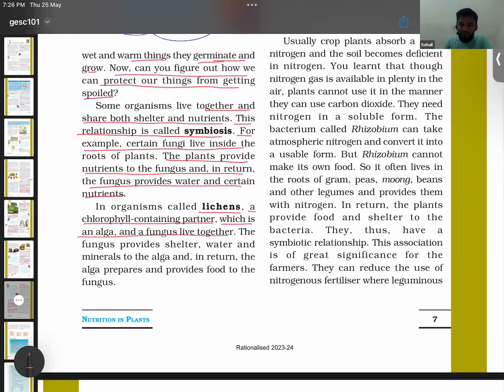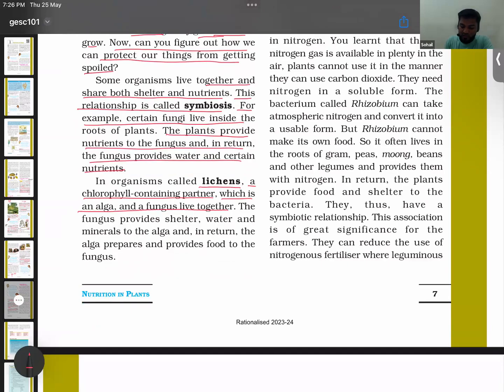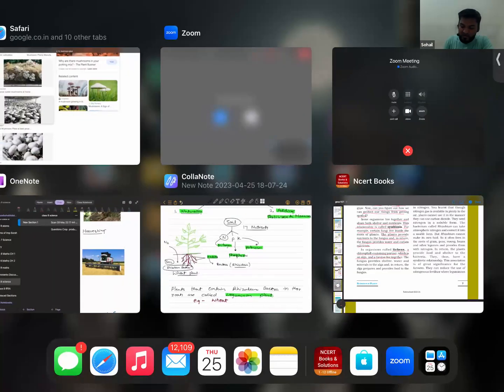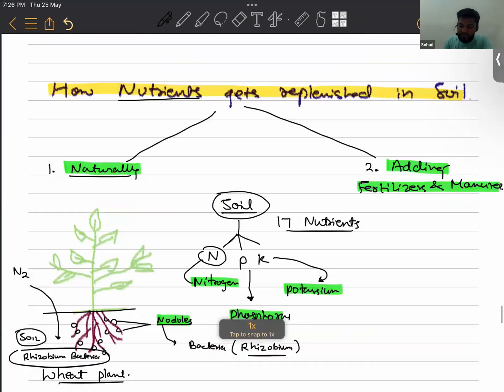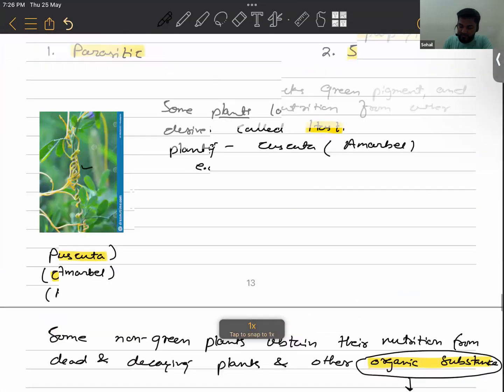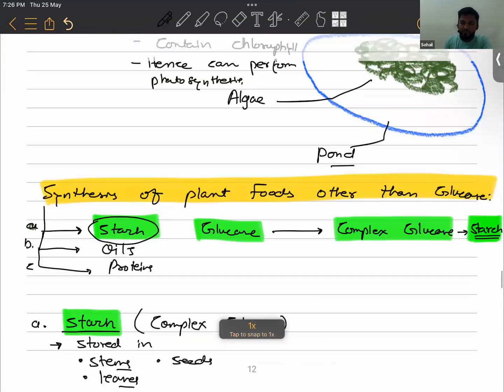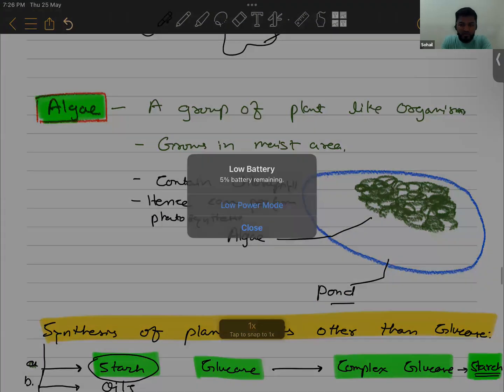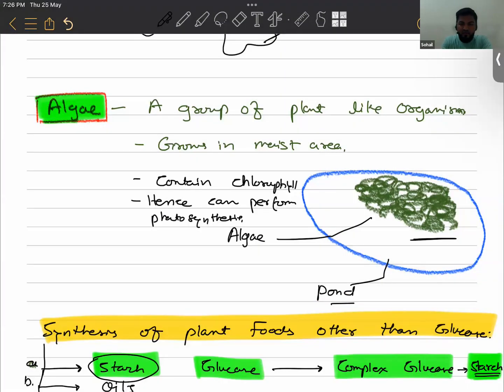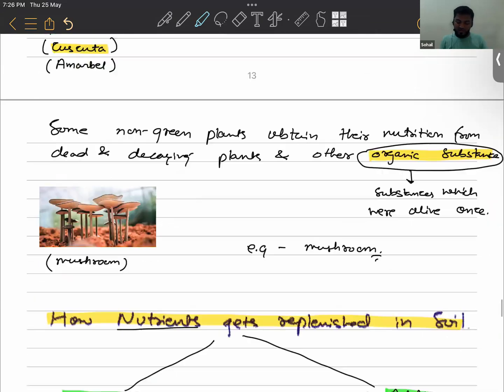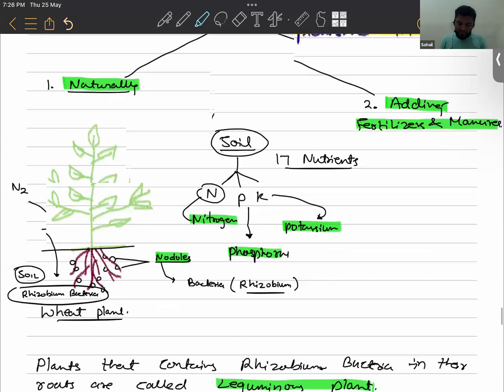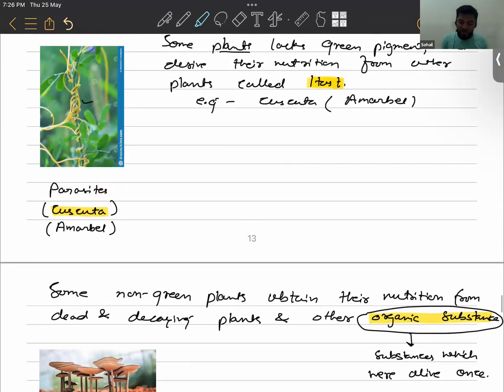Remember, in our previous class, I told you about alga. See this here, this alga. Alga contains chlorophyll in them. Alga have got chlorophyll and they can perform photosynthesis. We talked about this, that they contain chlorophyll and hence can perform photosynthesis. So what happens in nature? We need to discuss it in this section. Other modes of nutrition in plants.